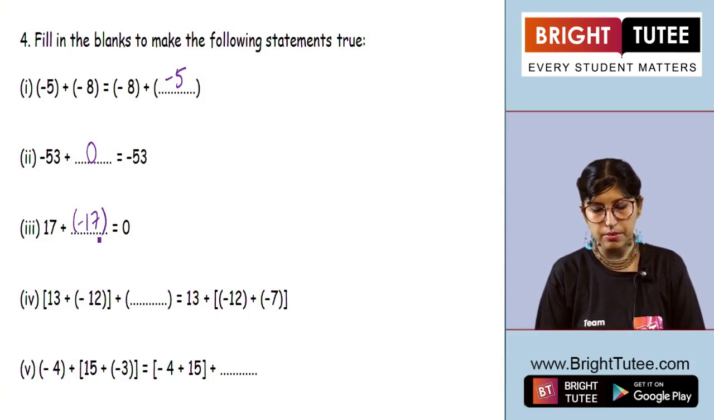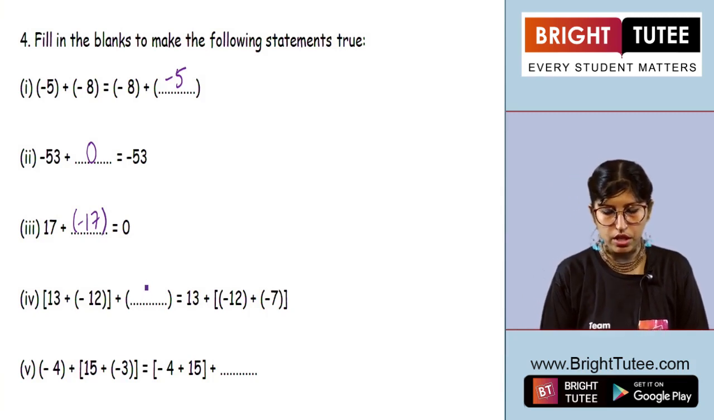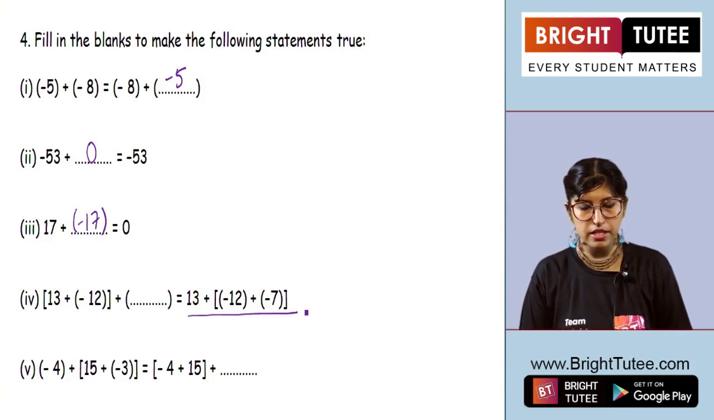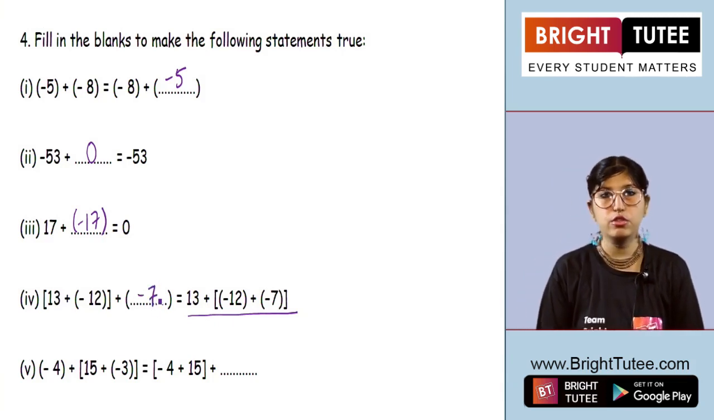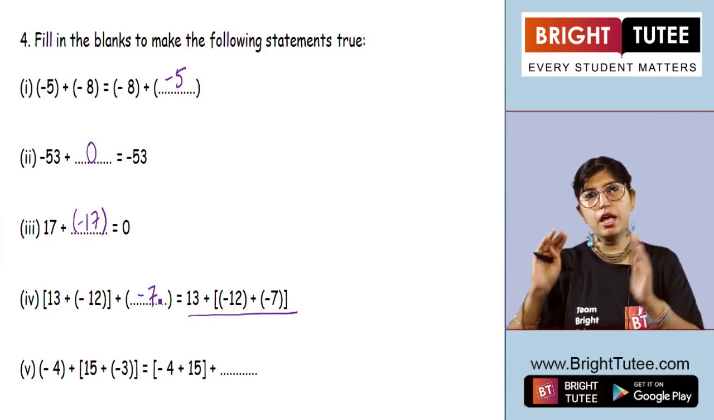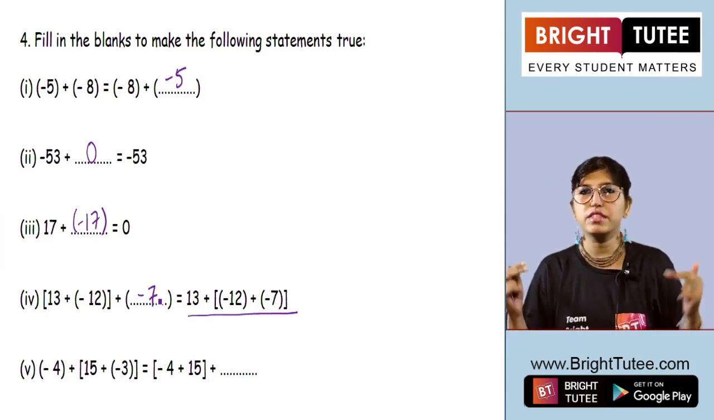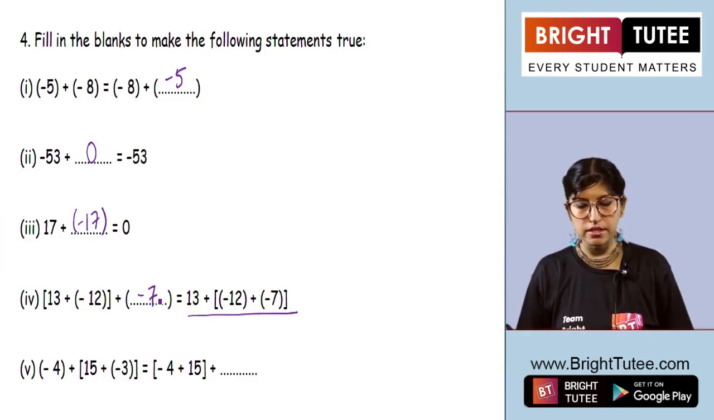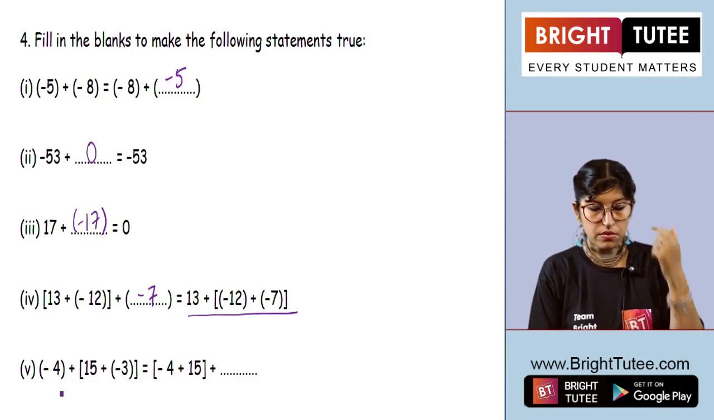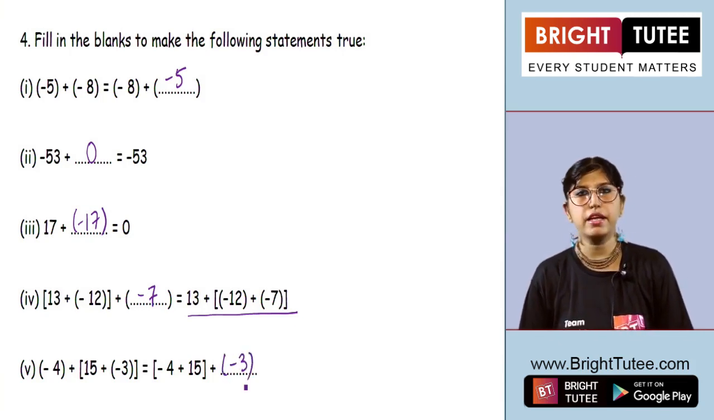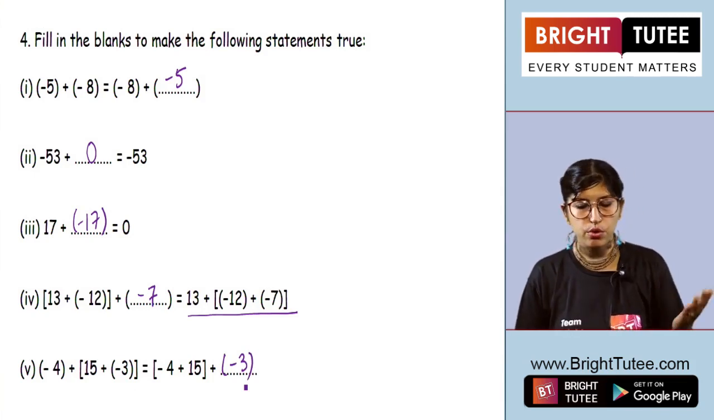Now it says 13 plus minus 12 plus what should be over here so that I can satisfy this. That means 13 plus minus 12 plus minus 7. So what we actually did, we left minus 7. So we used associative property wherein we got 3 integers and we can group them accordingly. If there are different groups but we have same integers with us, we can make different groups and we'll get the final answer, which should be equal in both the cases. Now the last part says minus 4 plus 15 plus minus 3. Now over here they grouped minus 4 plus 15 and we are left with only minus 3. Again, associative property holds true for integers as well.